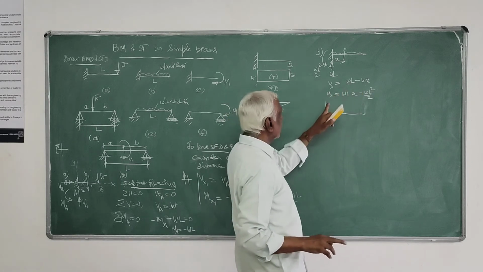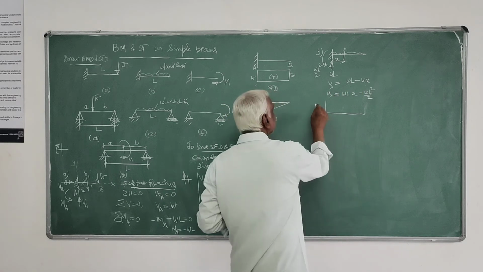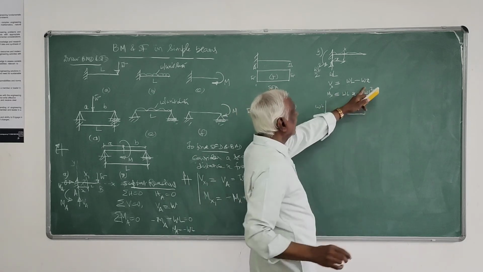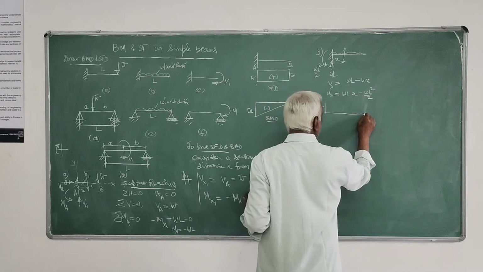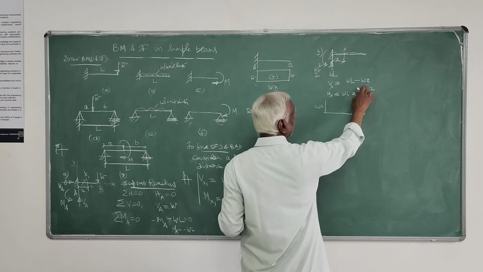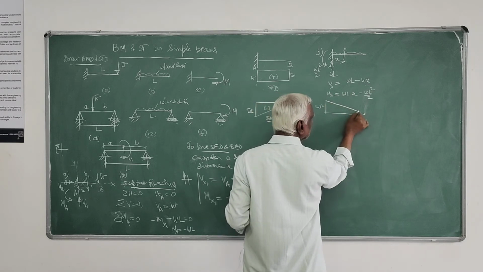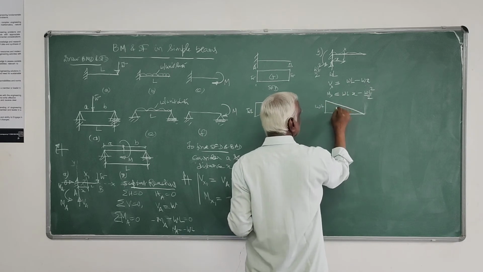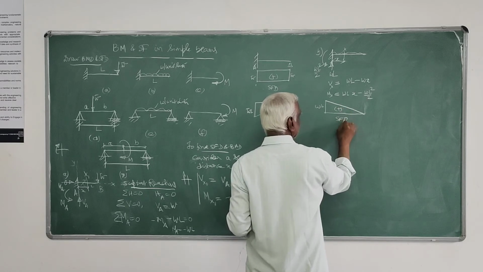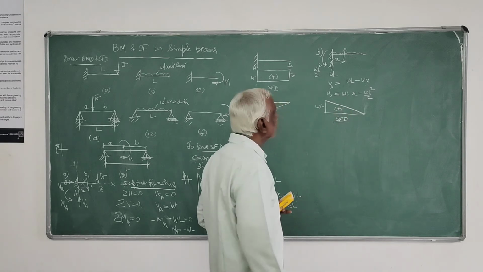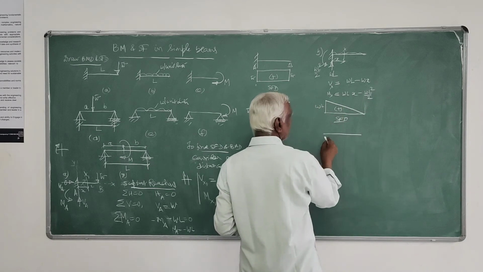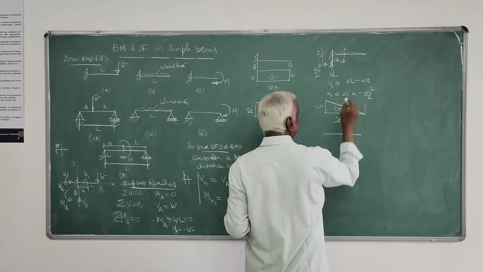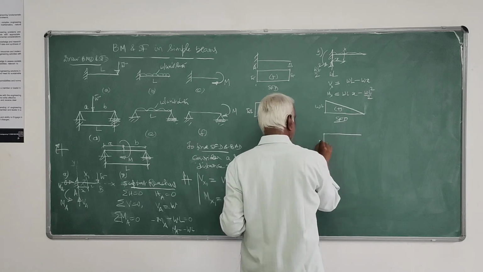When x is equal to 0, it is WL. When x is equal to L, it is WL minus WL, which is 0. From here to here, it is a straight line. So this is positive. This is the shear force diagram. Bending moment diagram on the same lines. At x equals 0, it is minus WL squared by 2. I will plot it down.